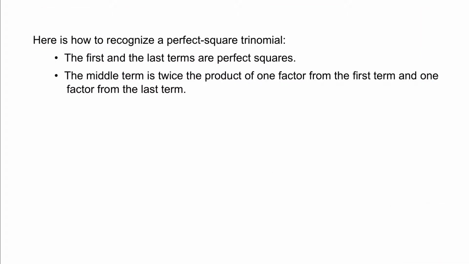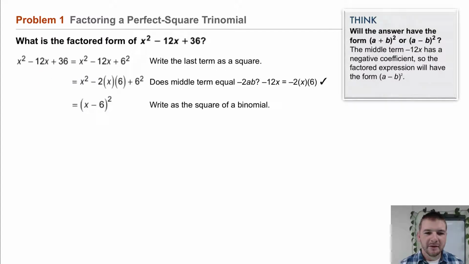Here is how to recognize a perfect square trinomial. The first and the last terms are perfect squares. The middle term is twice the product of one factor from the first term and one factor from the last term. Problem 1. Factoring a perfect square trinomial.